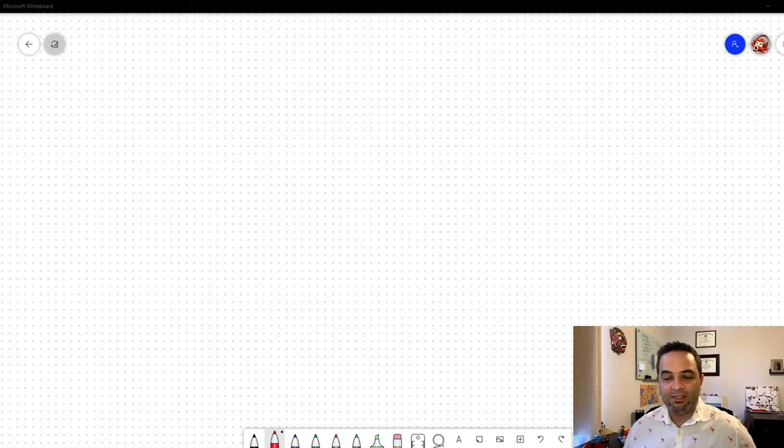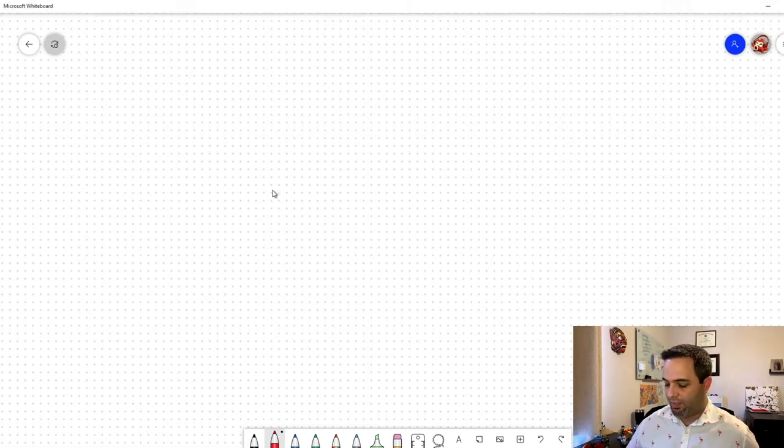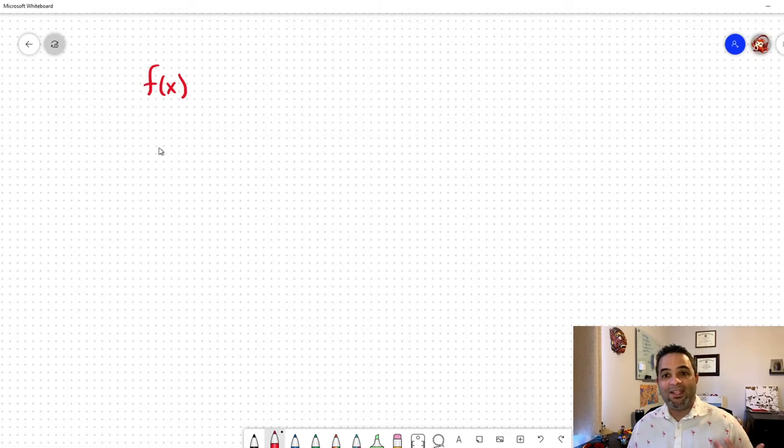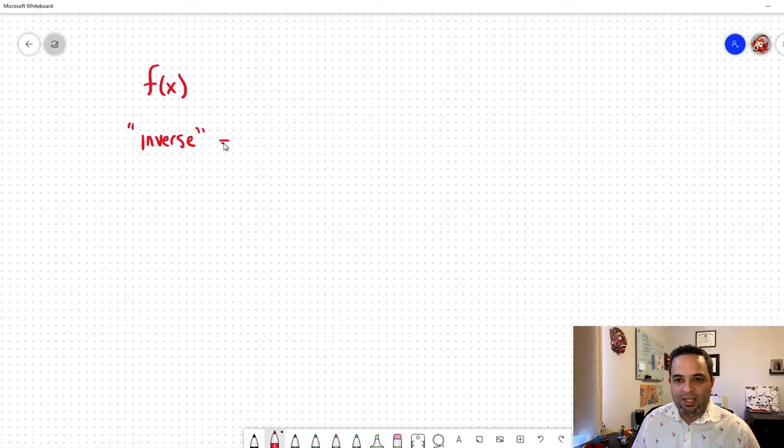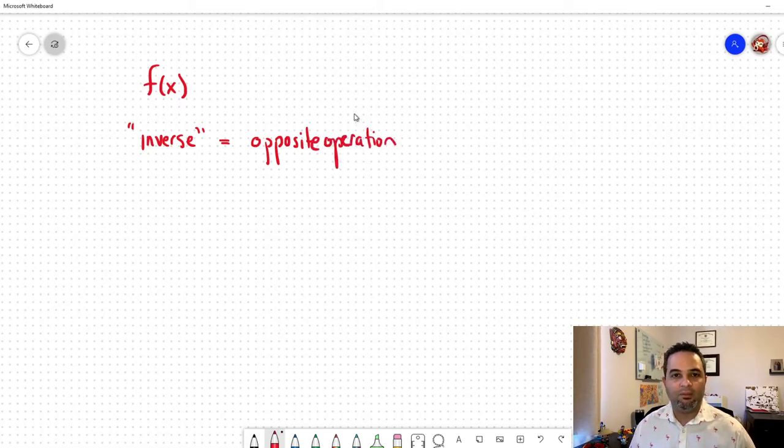Before we dive into that, we're going to go to our whiteboard, and this video is going to focus on the notation. I want to be clear about how we notate an inverse function. When we have a function f of x and want to talk about its inverse, let's take a moment to talk about what the term inverse means. It means we are doing the opposite operation. If we were adding, we're going to subtract. If we're multiplying, we're going to divide. If we're raising it to a power, we're going to take a root, or a radical of that.